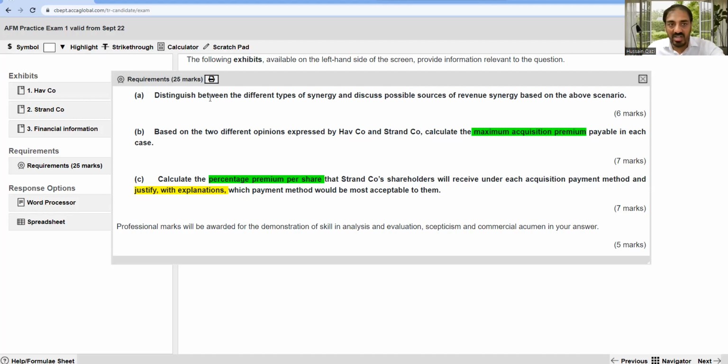So, part A, the theoretical aspect. Distinguish between the different types of synergy. Okay, the concept of synergy here. The examiner is expecting a discussion of the possible sources of synergy based on the above scenario. So, concept and application. 6 marks.